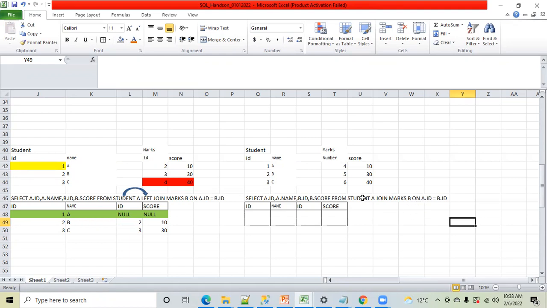It will throw an error? No, no matching data. Here ID is 1, 2, 3. Here ID is 4, 5, 6. They both are entirely different. So there will be no data from this query. Is all this clear? Yes.